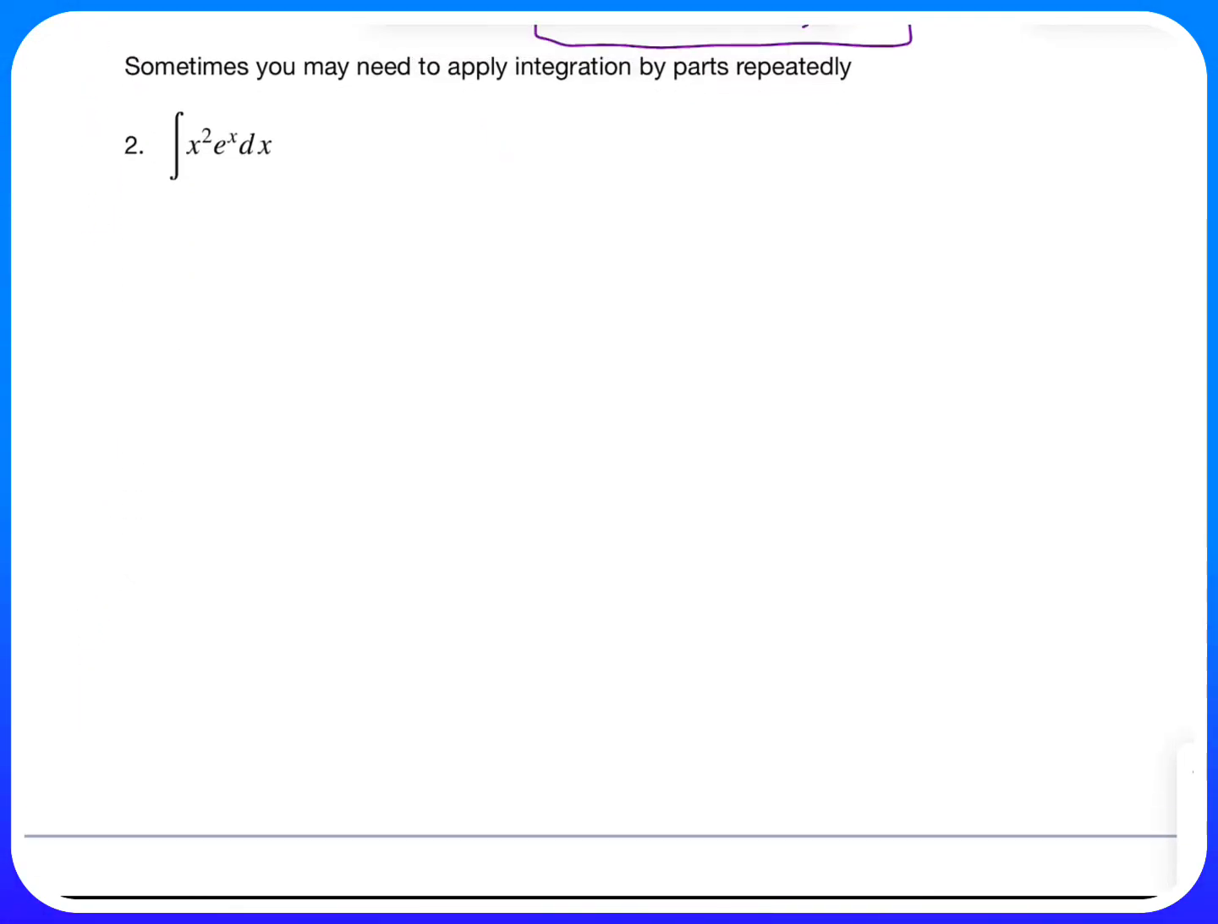Okay, in this next situation, we have the integral of x squared e to the x dx. I have a polynomial times an exponential, so I'm going to let u equal the polynomial x squared. The derivative of that is 2x dx. My dv has to be e to the x, and when I integrate e to the x, I get e to the x. That's my v. Again, we use our formula: u times v minus the integral of v du.